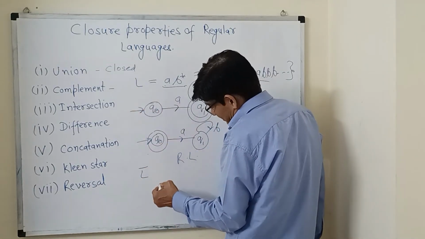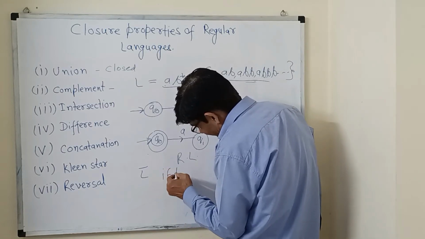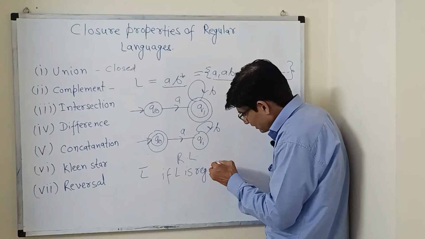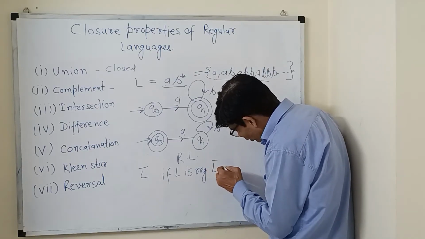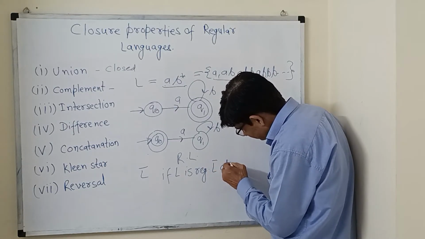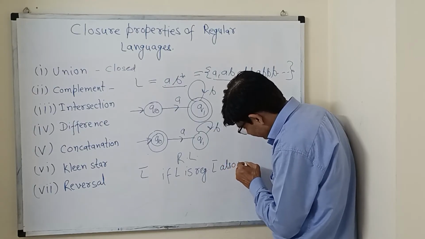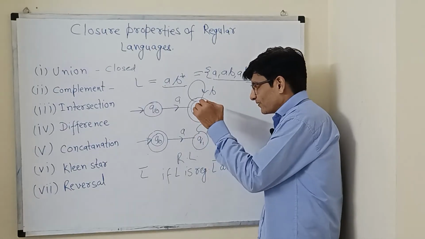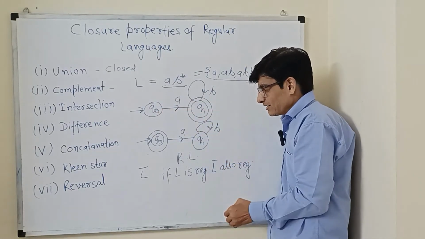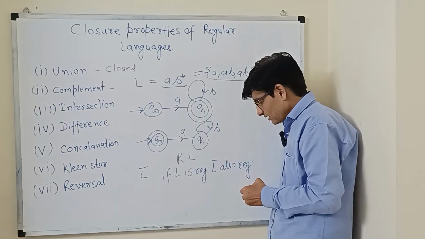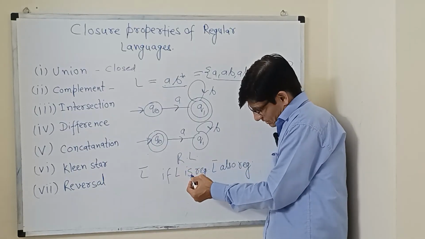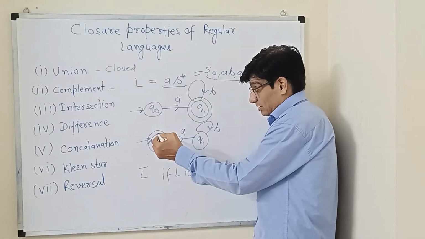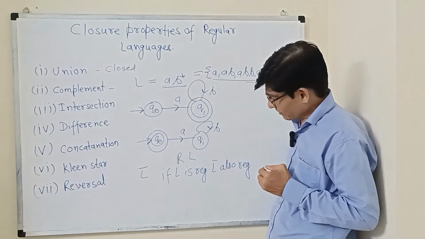So if L is a regular language, then L bar is also a regular language. We have proved that. So by exchanging the final and the non-final states in the finite automata, we can create a finite automata for the complement of any given language.